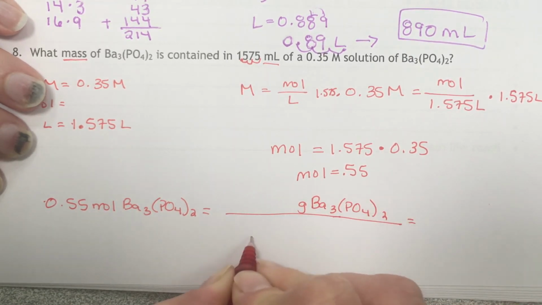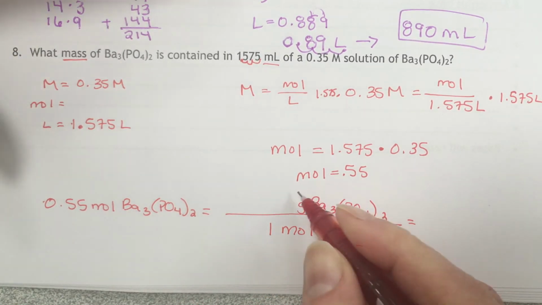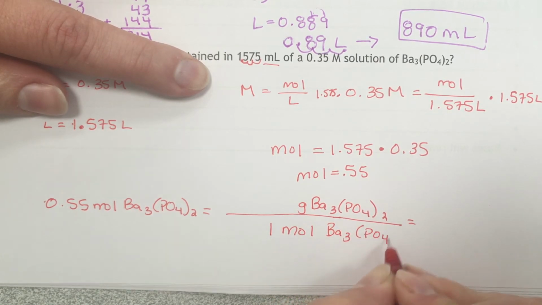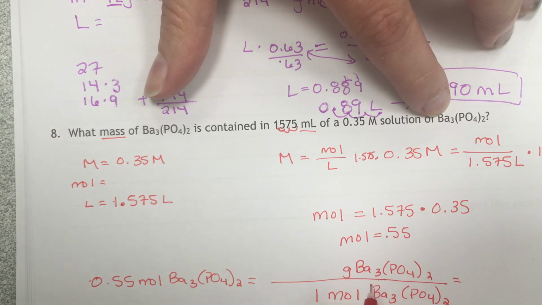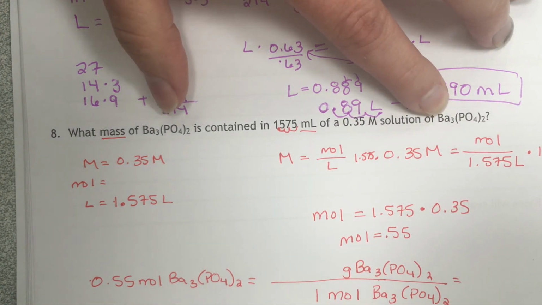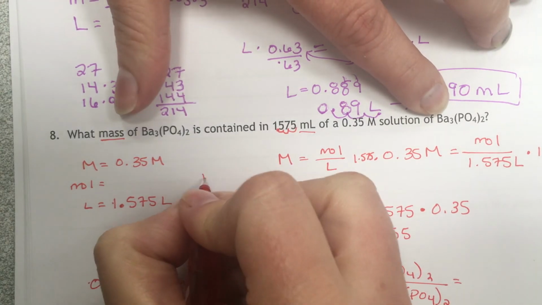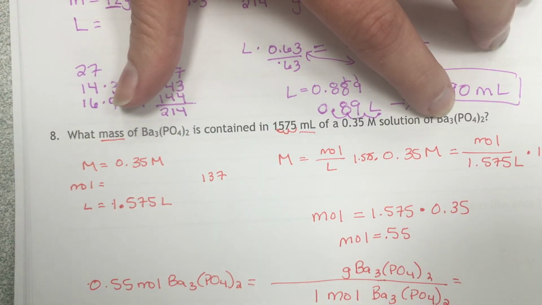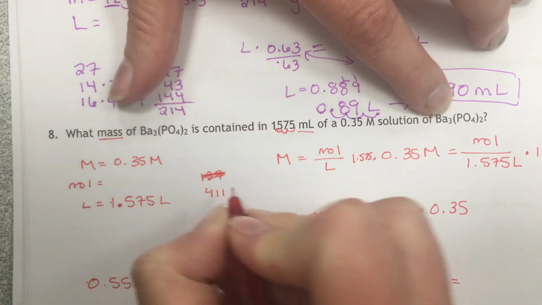Okay, and then we need to cancel it out with 1 mole of it. So for every 1 mole of barium phosphate, we need to find out how much that weighs. All right, and to find out how much that weighs, let's just go up here where we have space. So barium on the periodic table weighs 137-ish, 137. And then, oops, there's 3 of them. So barium weighs 137 times 3, and that is actually 411.